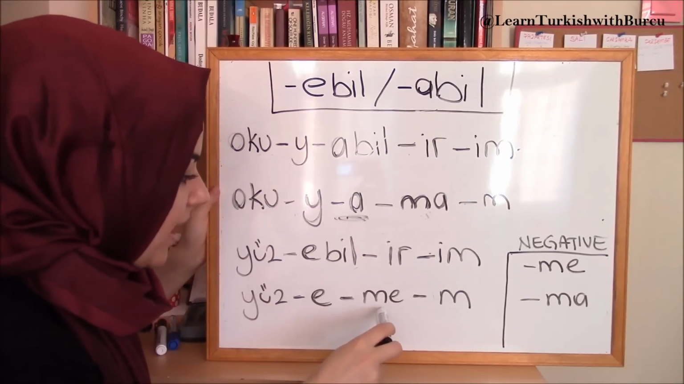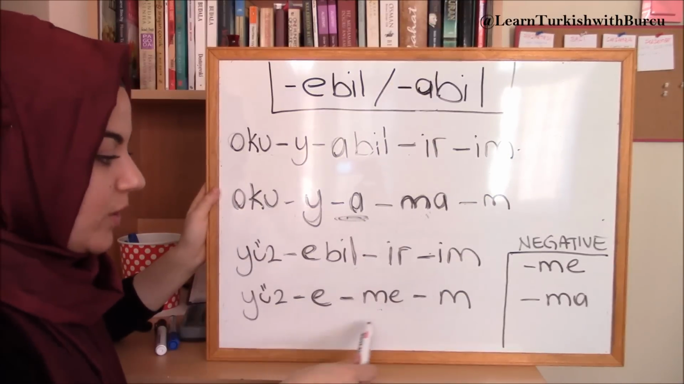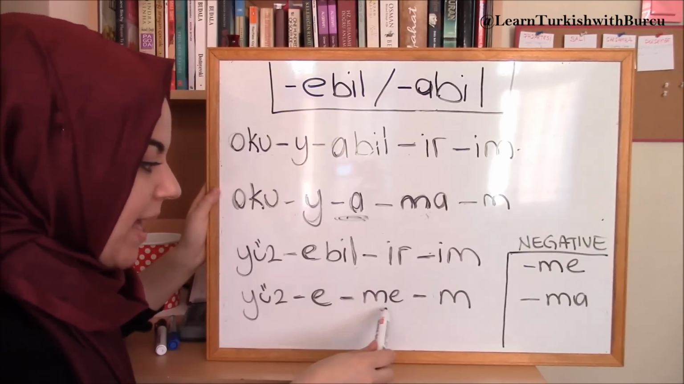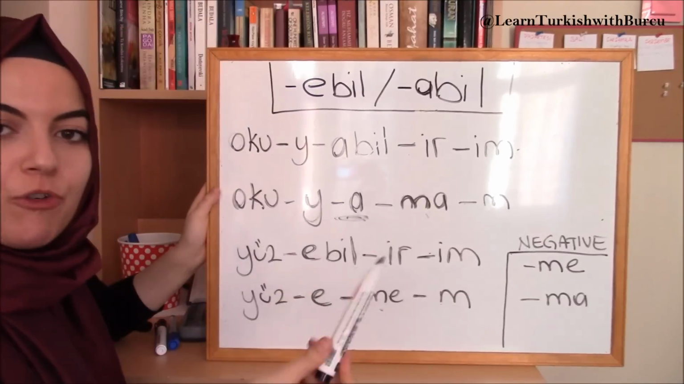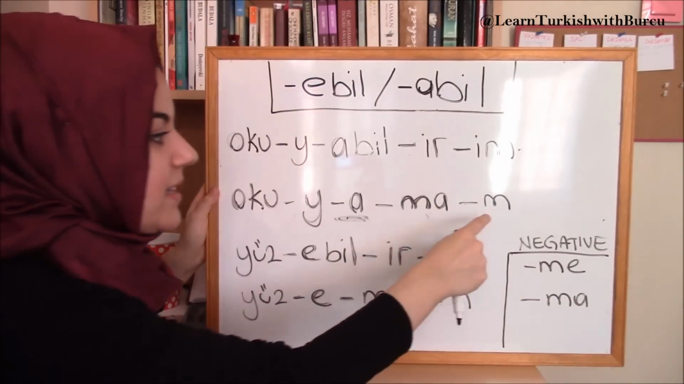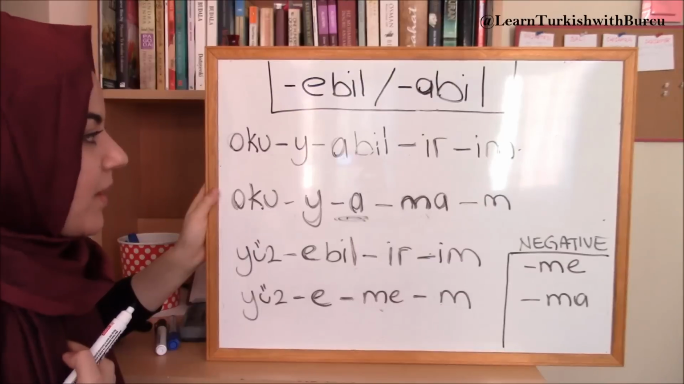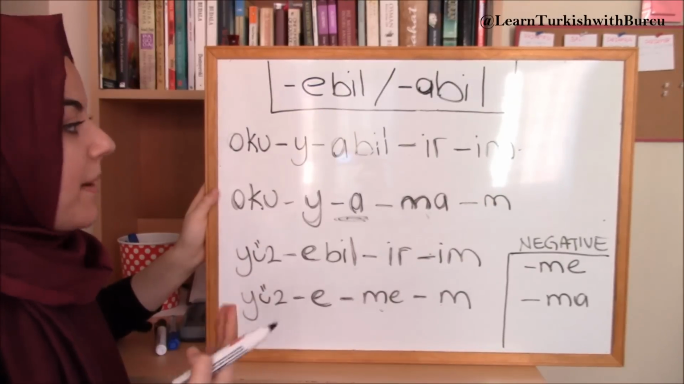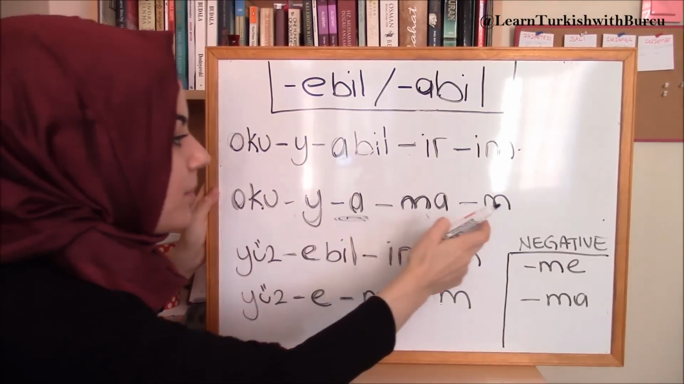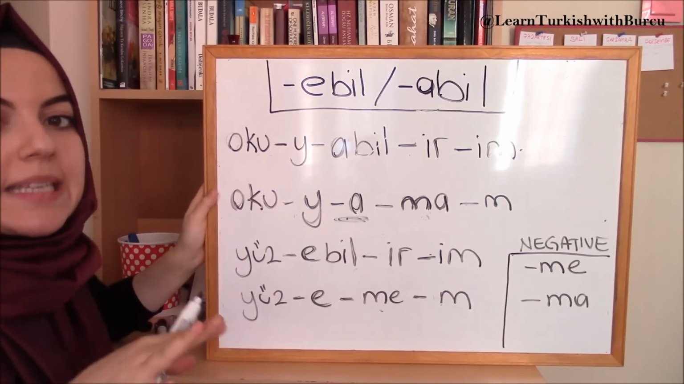Yüzeme. Me is the negative suffix. Yüzemem. M is for first person again, as in the previous example. Ben yüzemem. Ben okuyamam. Okay, I hope everything is clear.